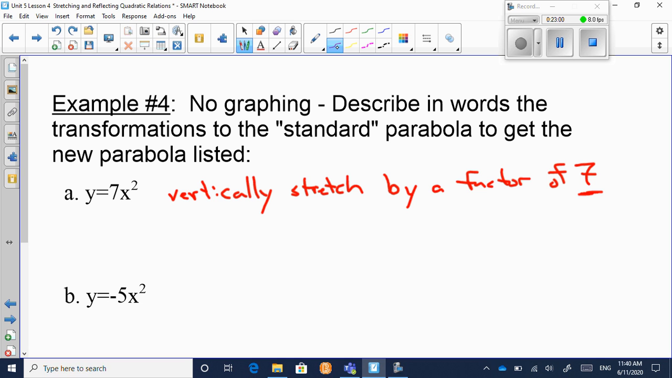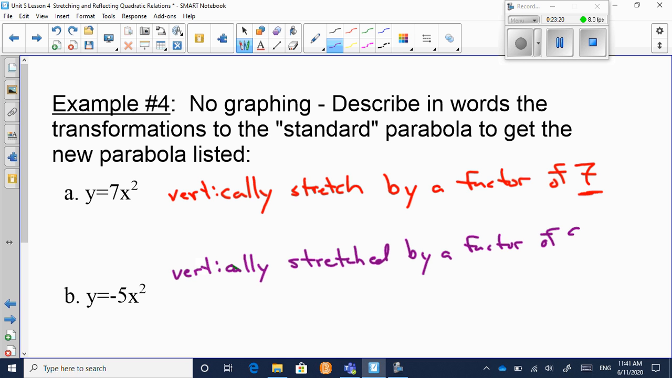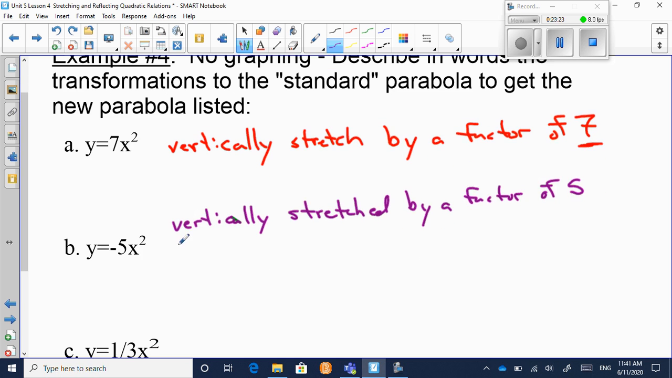Okay, let's try another one here. What if it was negative 5x squared? Well, it's vertically stretched by a factor of 5. So you made it nice and thin by a factor of 5. Okay, and because of the negative sign, it's reflected over the x-axis. Okay, so it's been stretched up and then reflected.